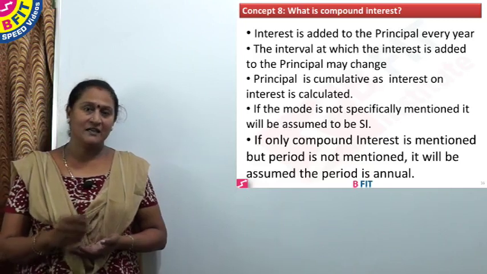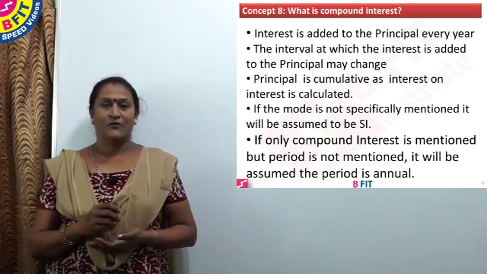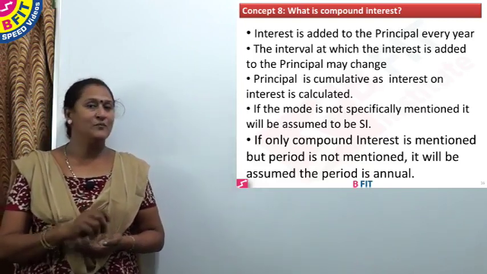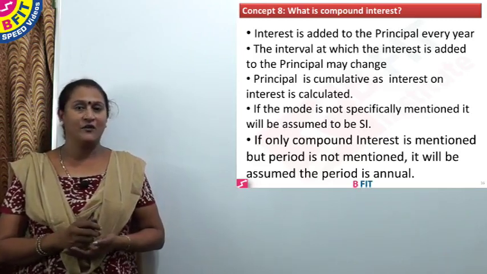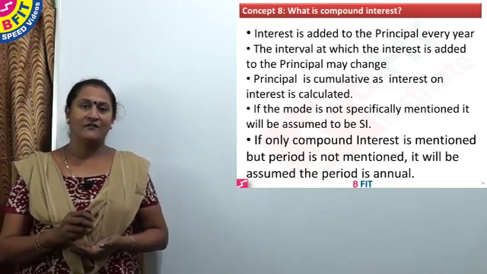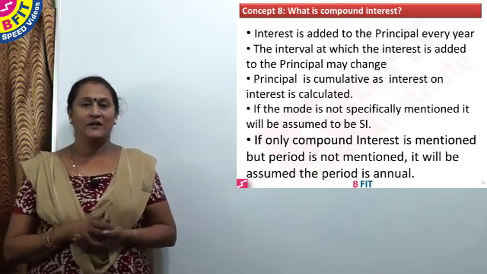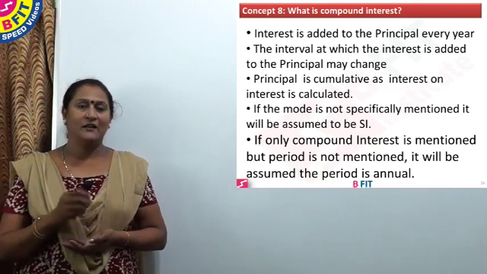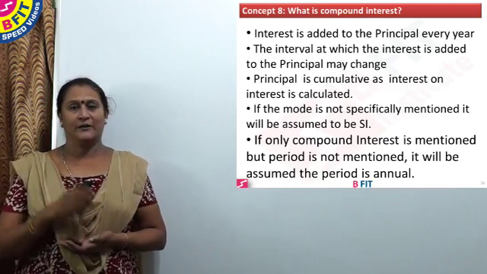If they say yearly, interest is calculated after 12 months. So after every 12 months, interest is calculated and it is added to the principal. If they say half-yearly, interest is calculated for every 6 months, and after every 6 months, interest is added to the principal. So in this compound interest, there is interest for interest. As we are calculating the interest on the interest-added principal, the principal is cumulative.